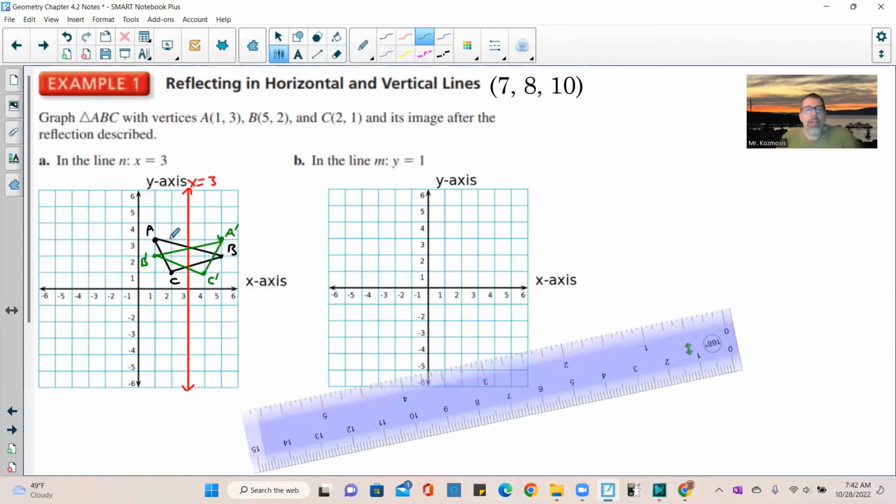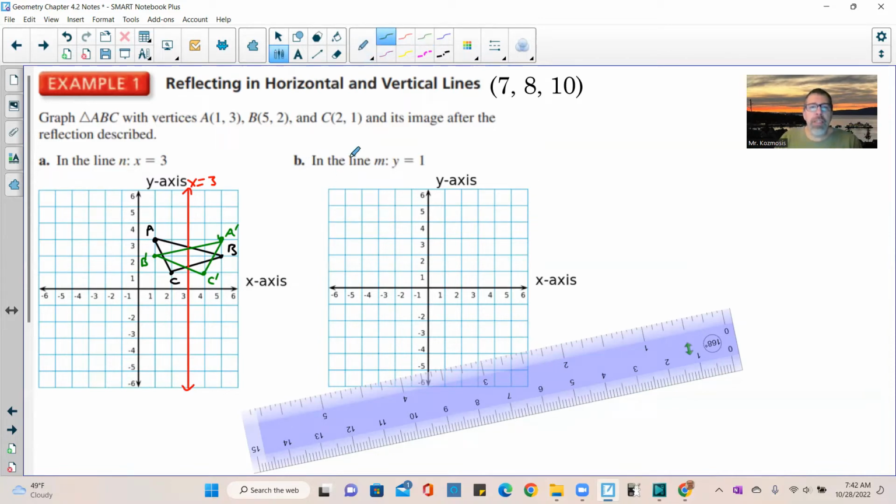So the black triangle is the pre-image, ABC, and the green triangle A prime B prime C prime is the image after it was reflected across x equals 3. Okay, hopefully that makes sense to you. So now we're going to try it again.